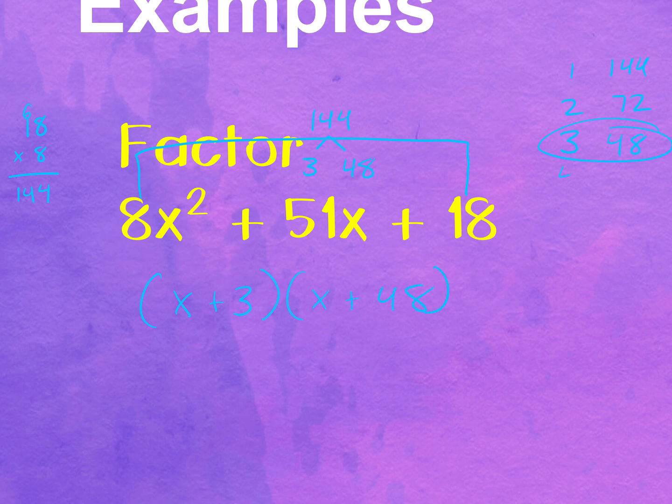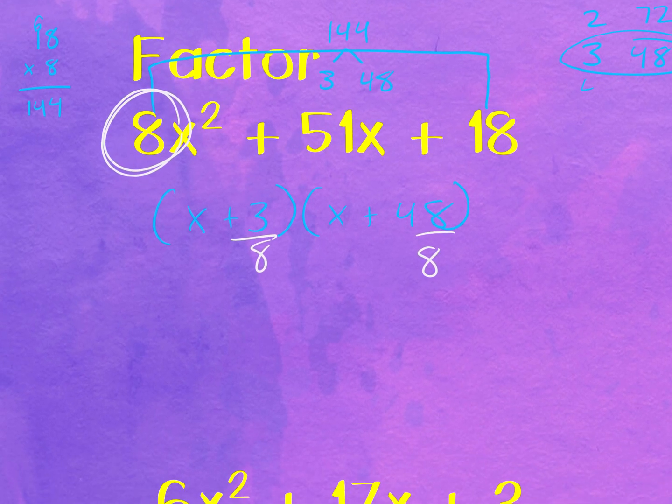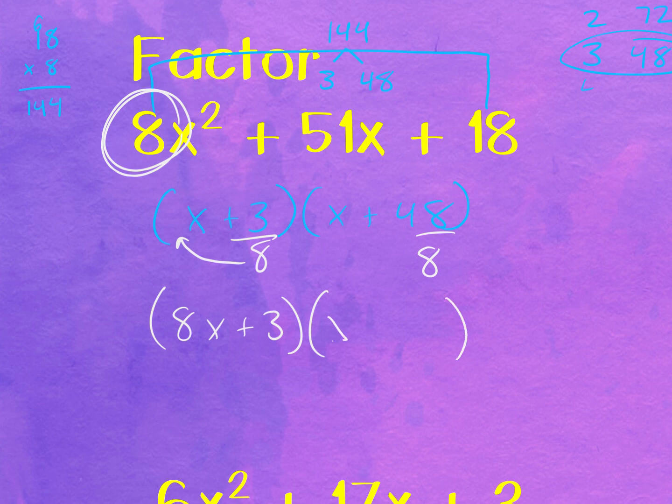Am I done? No. What do I have to do next? Divide by 8. Can I divide 3 by 8? Nope, so what do I do with the 8? Awesome. 8x plus 3. Can I divide 48 by 8? What do I get? X plus 6. Perfect.